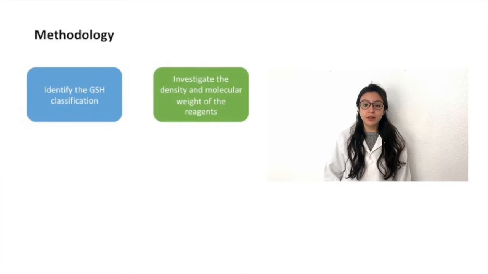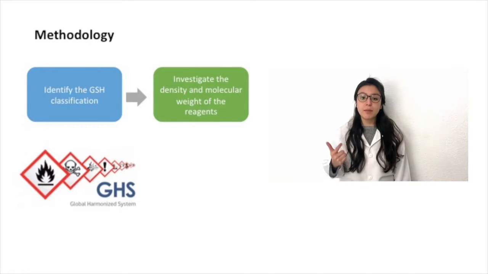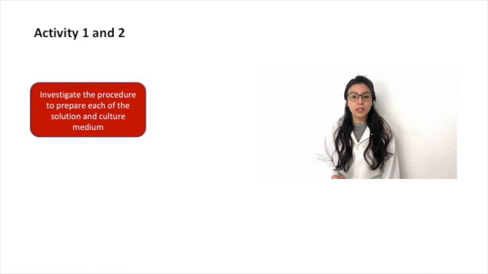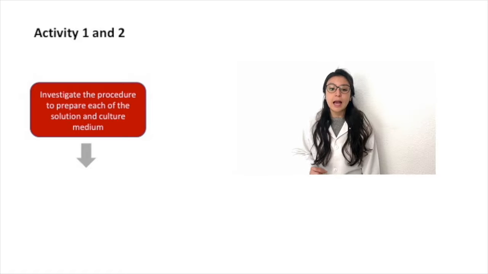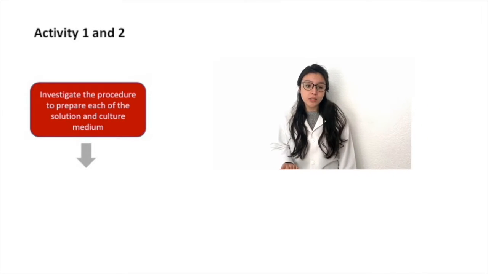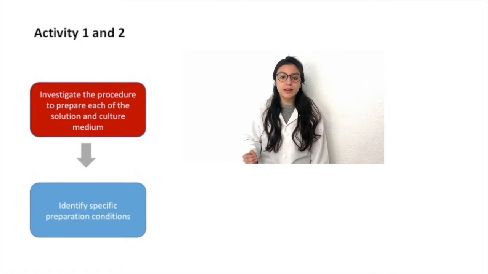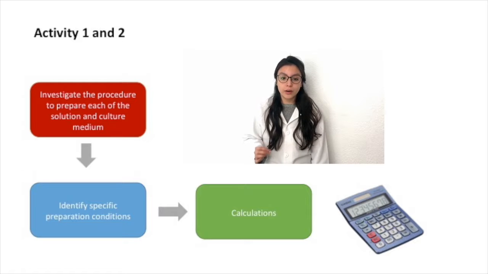For the preparation of solutions and culture media, it is necessary to identify the GHS classification of each of the reagents to be used: toxicity, flammability, corrosivity, health damage, care, and protective equipment. Investigate the density and molecular weight of the reagents. Activity 1 and 2: investigate the procedure to carry out each of the solutions and culture media. Identify if the solution requires a sterilization process, pH adjustment, or other specific preparation conditions. Perform the necessary calculations to know the volume required and the amount of reagent to be prepared.